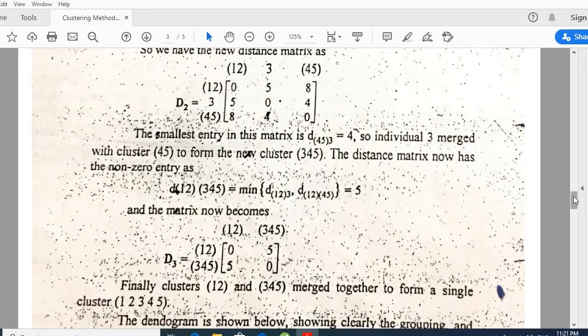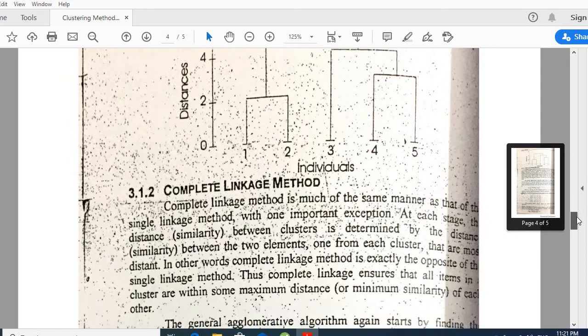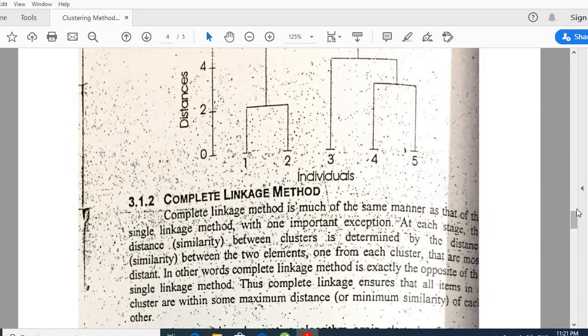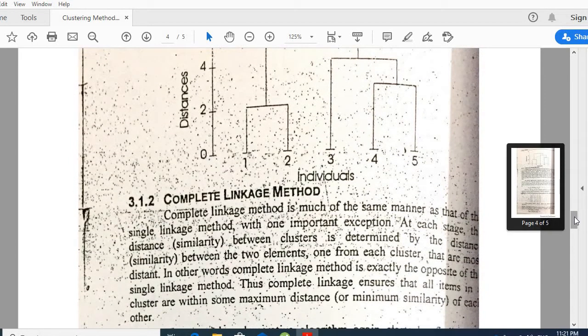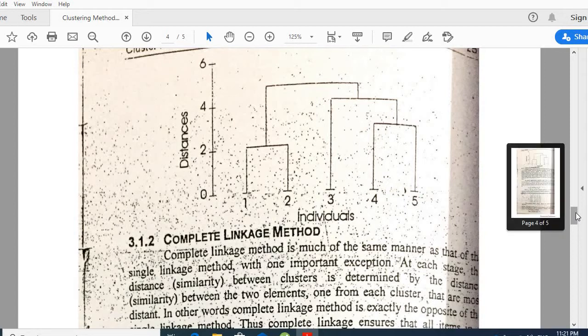In a similar pattern we have made a dendrogram of these distances. You can observe it and I hope you will understand how we have drawn this diagram. The minimum distance, between 1 and 2, is clustered against 2. Similarly, other distances have been plotted here. Now we come to the complete linkage method.